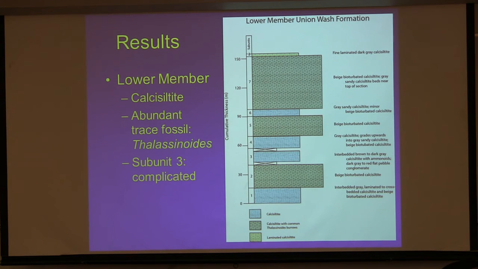So what were my results? The lower member was all chalcocyltite. There were abundant trace fossils, including these big sections, and 3 out of the 4 of the blue subunits here. I divided the lower member into 8 subunits. Subunit 3 was pretty unique, so we'll go over that one.